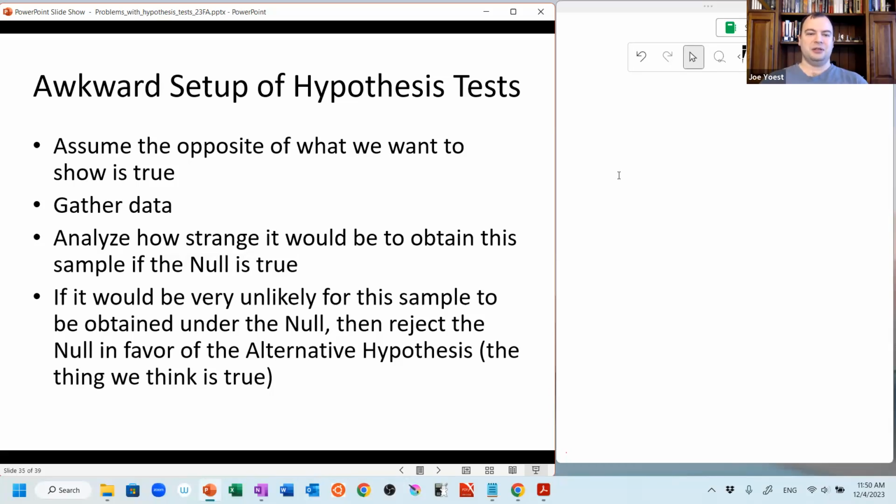What we would like to say is, I think my worldview is true, and there's a competing worldview. Let's get numbers that say, what's the likelihood my worldview is true versus the competing worldview? That's what we would really like to do, but that's really a Bayesian approach. So this frequentist approach forces us into this kind of backwards, kind of backdoor approach.